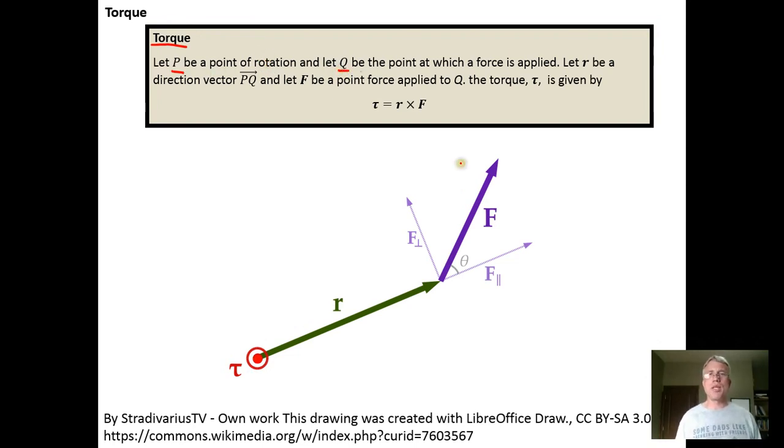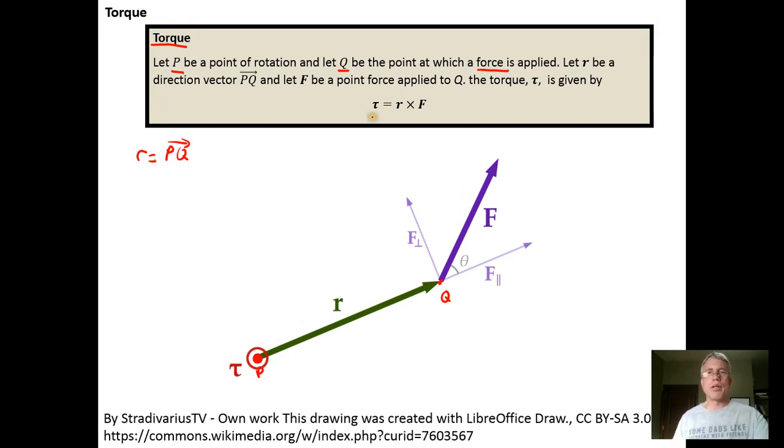Let Q be the point, so that would be right here. This will be Q. This will be P. Let Q be the point at which a force F is applied. And then R is going to be the direction vector from P to Q. So we're going to let R equal the direction vector PQ. And then F is a point force that's applied at Q. And this thing's going to be something that is rotatable.